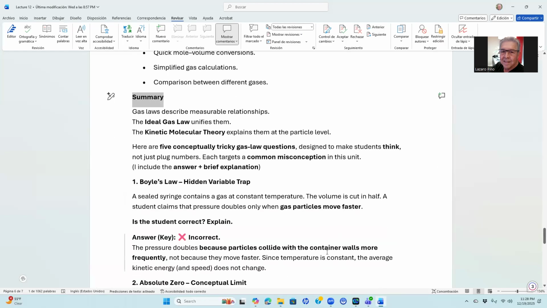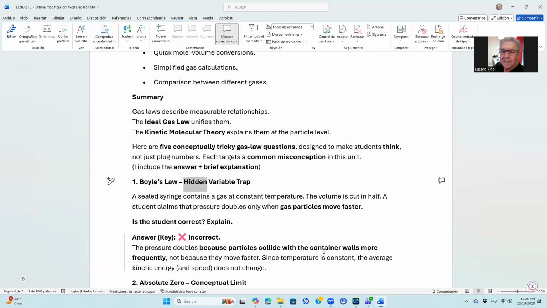Summary. Gas laws describe measurable relationships. The ideal gas law unifies them. The kinetic molecular theory explains them at the particle level. Here are 5 conceptually tricky gas law questions, designed to make students think, not just plug numbers. Each targets a common misconception in this unit. I include the answer plus a brief explanation.